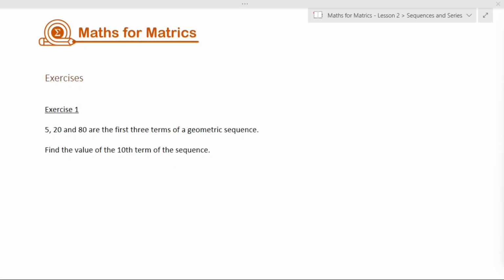Now let's do some exercises. Exercise number 1. 5, 20, and 80 are the first three terms of a geometric sequence. Find the value of the 10th term of the sequence.